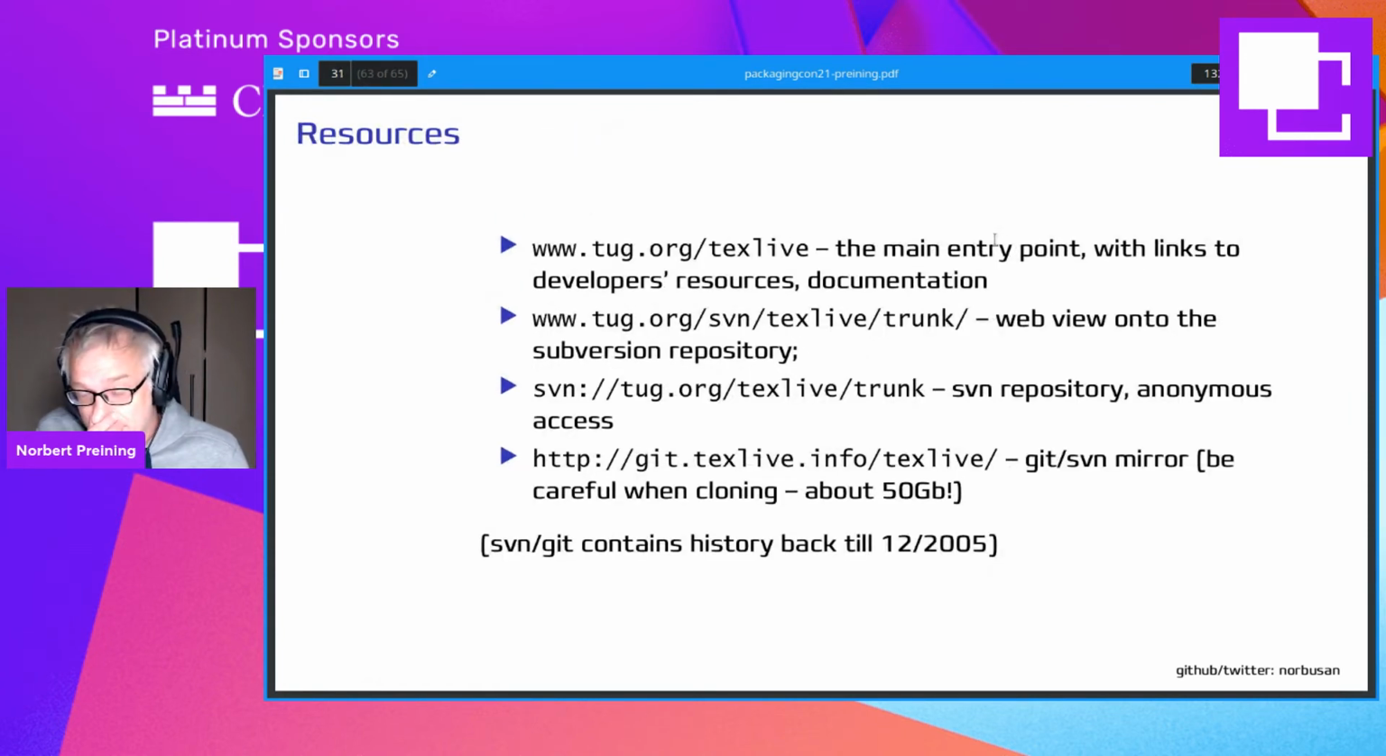Okay, some resources if you want to check back. The main website is on tug.org/texlive. That's the main website with user documentation, developer documentation, all kinds of stuff. There is a web view. The main repository is a Subversion repository. Before, we had a Perforce repository, but that is long forgotten; we only have the log files. The Subversion repository goes back to 2005 and has several trunks. And because I don't like Subversion anymore, I run a Git SVN mirror, also for quite some time. Free to clone, just be careful, it's 50 gigabytes at the moment, but it contains the complete history, in case you want it.